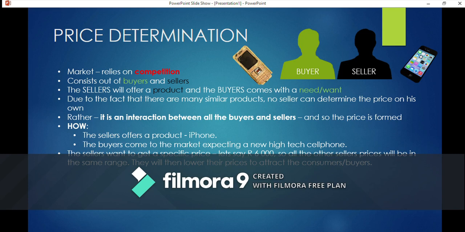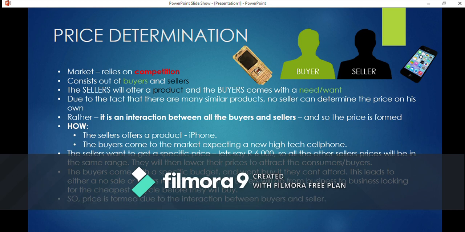But normally they will stick with their budget, they'll stick with their wants and needs, and if they're an iPhone person, they'll pay that money. If not, they might go for Samsung or any other brand that they prefer. So they'll stick to that. So price is determined by this interaction between the buyers and sellers. I hope this makes sense.